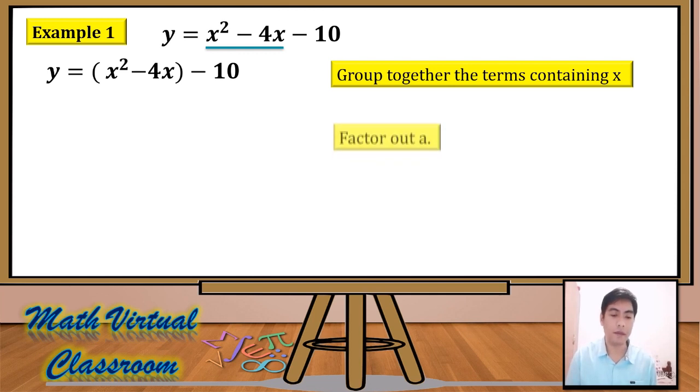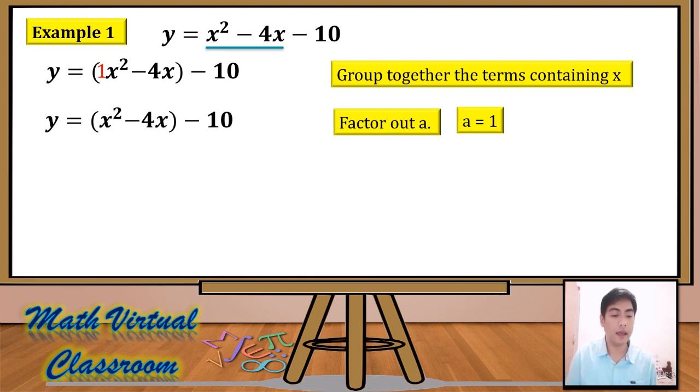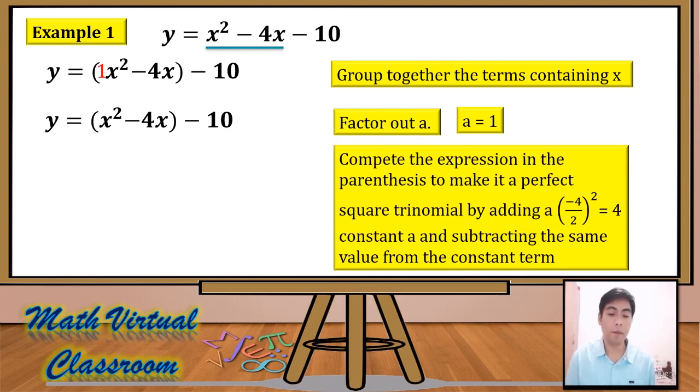The next step now is to factor out a. But in this given, a is equal to 1. So the function will still be the same. y equals quantity x squared minus 4x, minus 10. The next thing that we are going to do is to complete the expression in the parenthesis to make it a perfect square trinomial. So how are we going to do that?